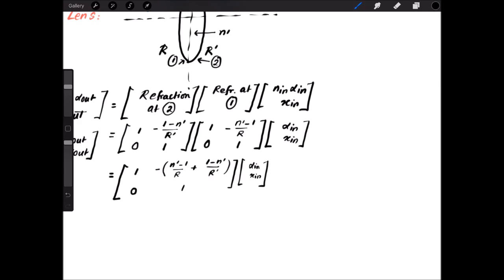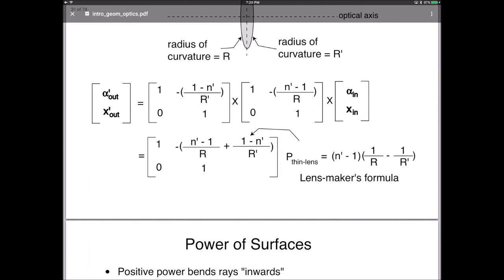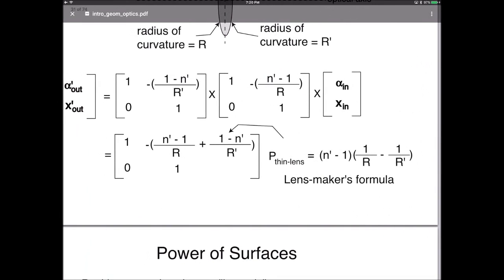Let's tally with what we had in the slide, and let's see if we got that right. Okay, yeah, seems that that's the one. So this is another example of how you use the matrix formulation to solve these kind of problems.